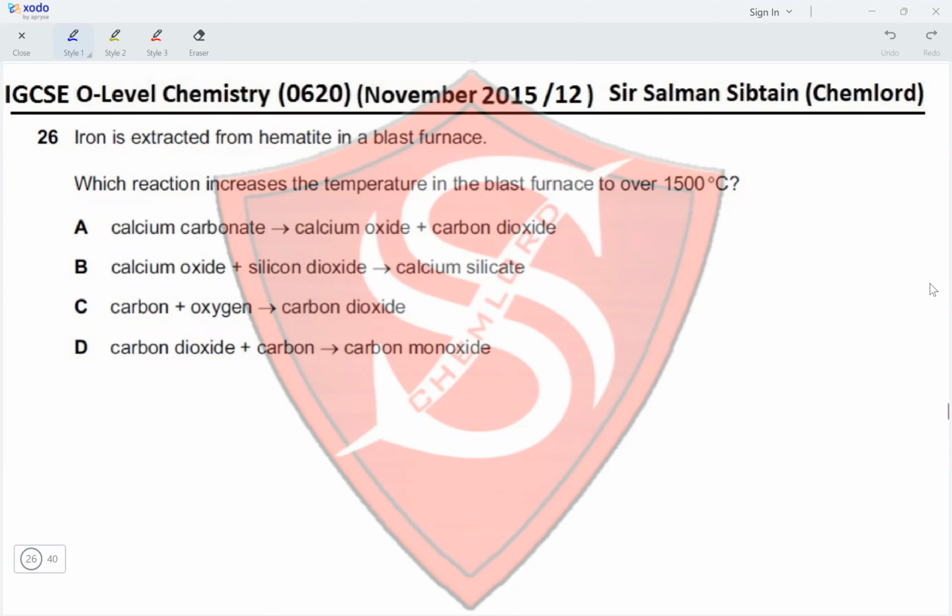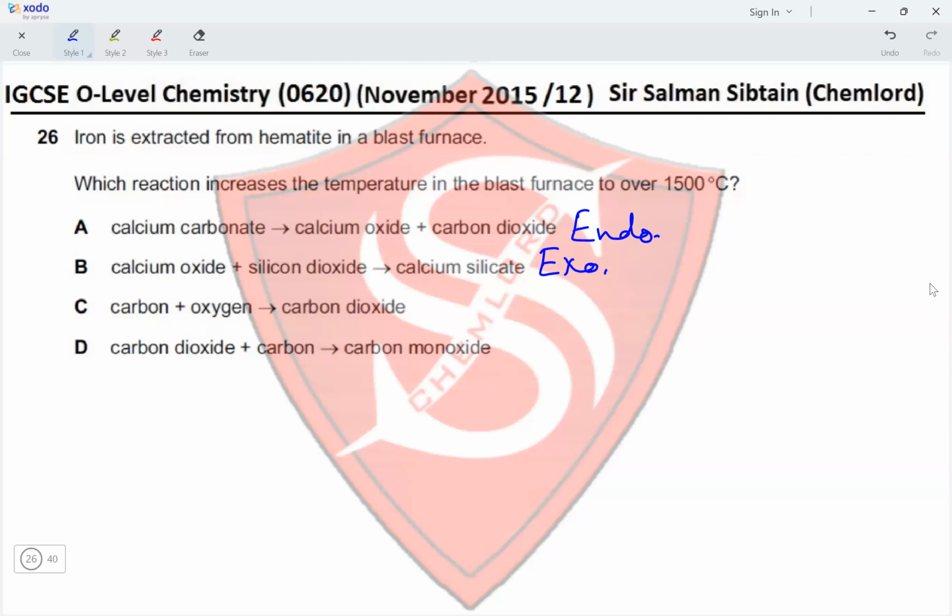This is decomposition of calcium carbonate. This is an endothermic reaction. It requires heat. It does not give off heat. Calcium oxide plus silicon dioxide producing calcium silicate. This is a neutralization reaction. It is exothermic. It will give off heat, but not a lot.